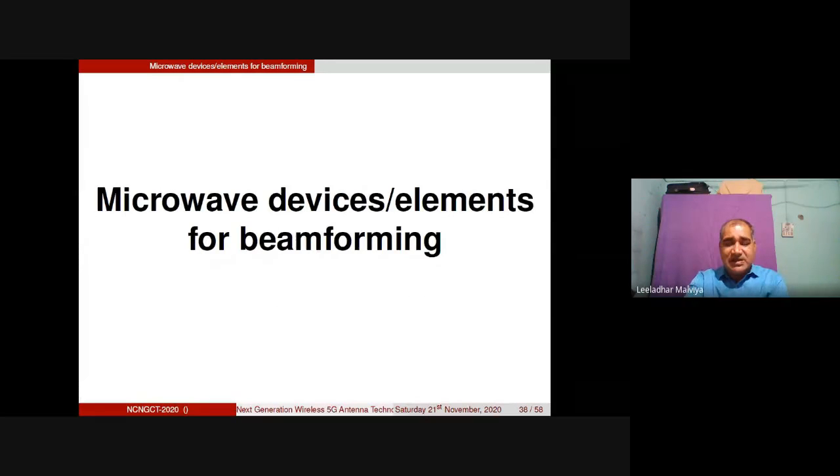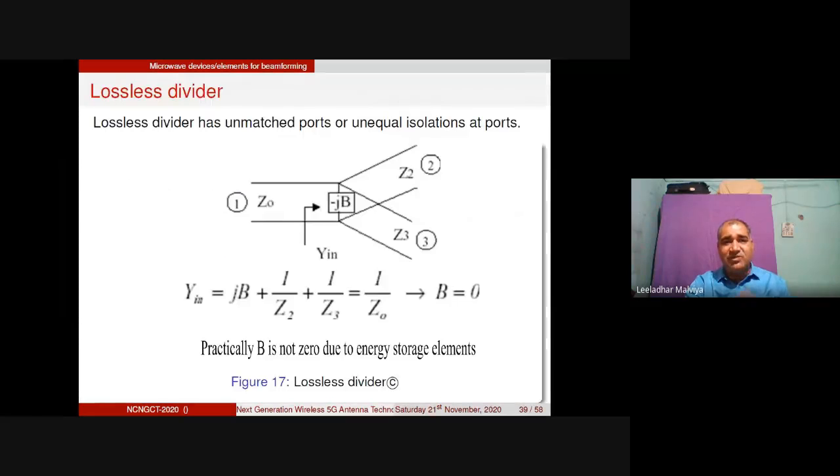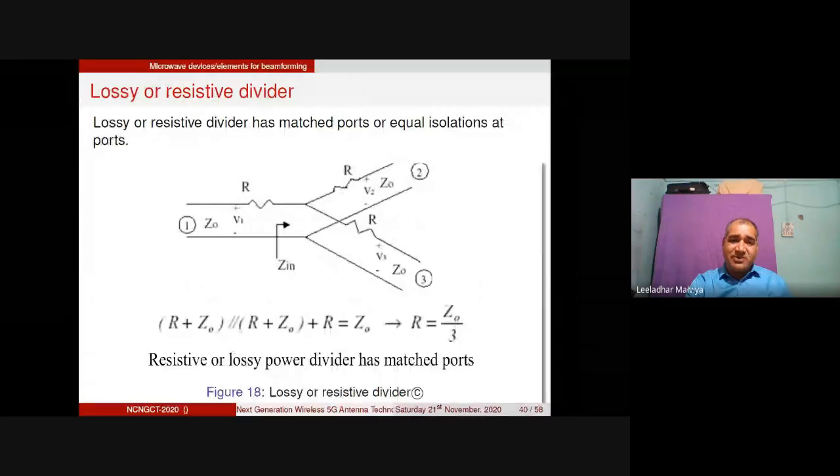Now if we go through the different elements of the beamforming devices, these are the microwave elements. If you look at all the elements, there is the lossless divider, which is unmatched at the port, right? That's why the lossless divider is used here. This is one of the elements of beamforming, as well as the lossy or resistive divider using matched ports. So 50 ohm matched ports are used here, and lossy resistive dividers can be used, but the resistors are very prone to losses, right?